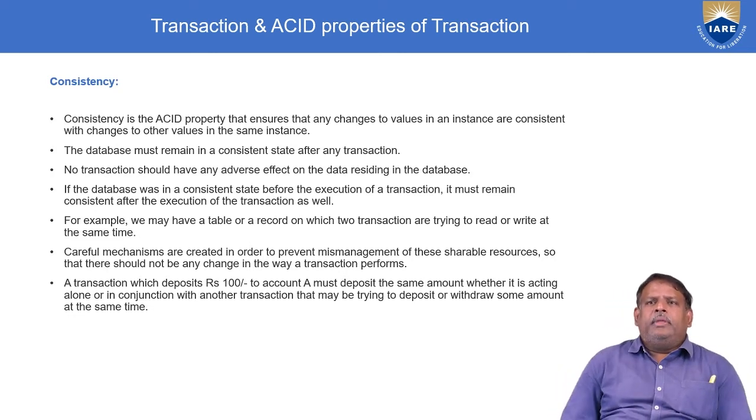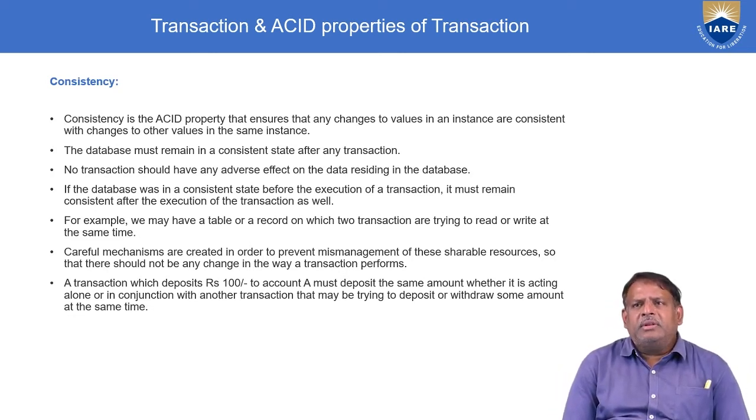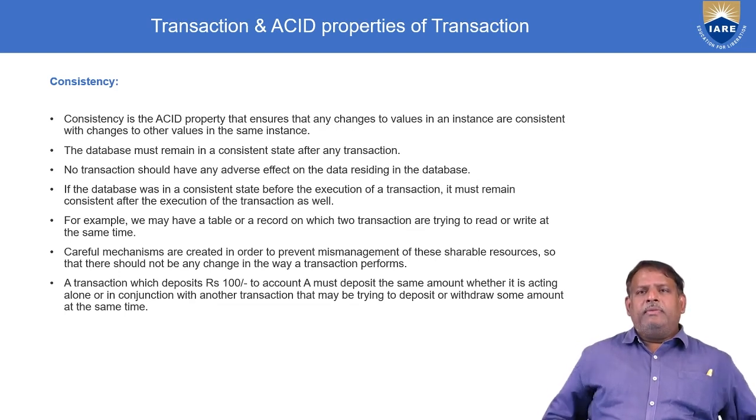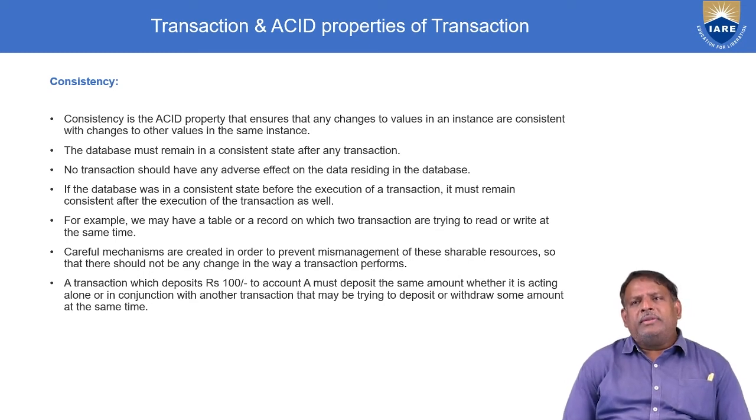The next is consistency. Consistency is an ACID property that ensures that any changes to values in an instance are consistent with changes to other values in the same instance. The database must remain in a consistent state after any transaction. No transaction should have any adverse effect on the data residing in the database. If the database was in a consistent state before the execution of the transaction, it must remain consistent after the execution of the transaction as well. For example, we may have a table or record in which two transactions are trying to read or write at the same time.